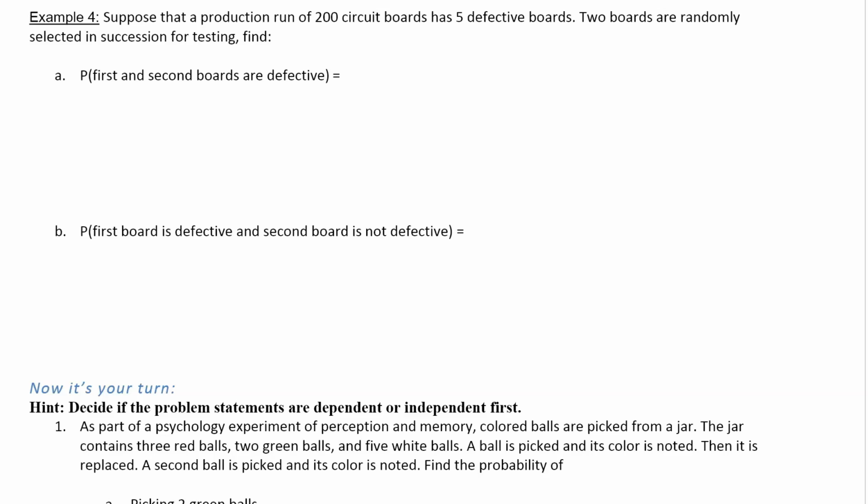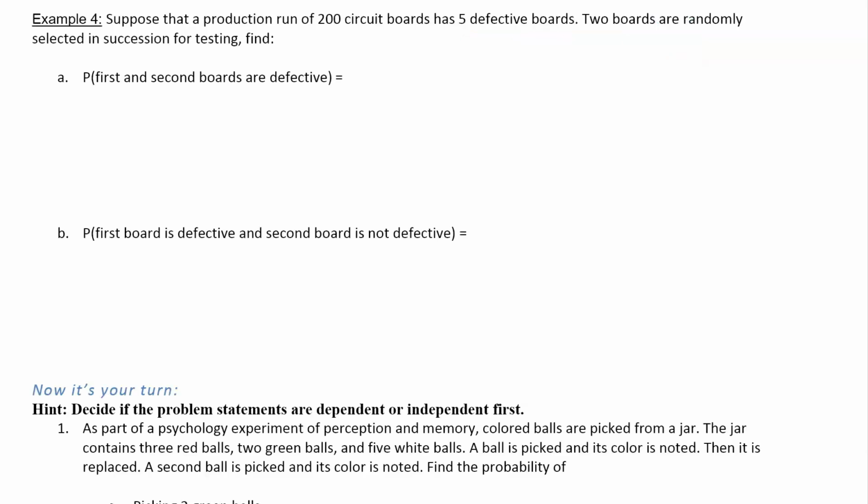So now think about this. We take out one board, what's the probability that it's defective? And then we take out a second board. What's the probability that is defective given the first one was defective? So here is a representation of the circuit boards. Suppose we remove one defective. What's the probability now that the second one will be defective?